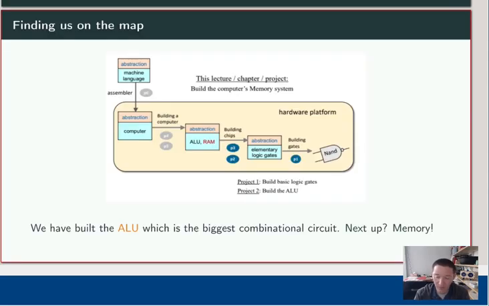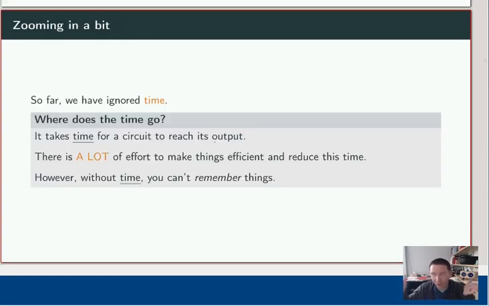If we look at where we are on the map, we can see we started over here with our NAND gates. We built up basic gates, up into algebraic logic gates, combined those together to form an ALU, and then right around here, we're starting to work on the actual CPU, and there are two components. We're going to build up the ALU, which you have, and there is the RAM, and that's what we're going to work on in this class, building up the random access memory, which is going to let us then actually build the computer. So let's start zooming in on what we're doing.